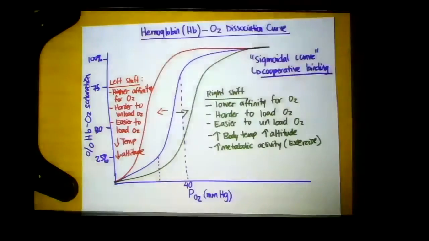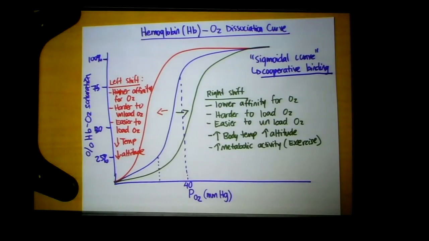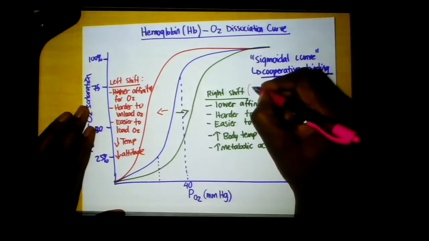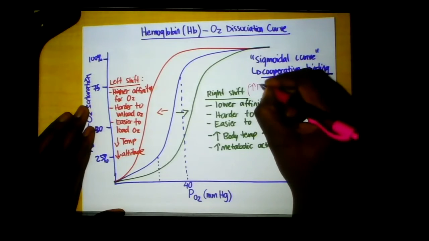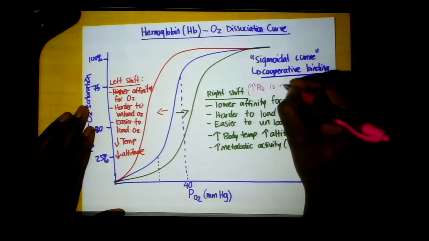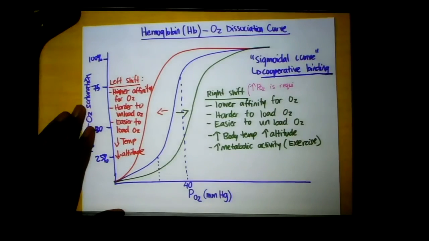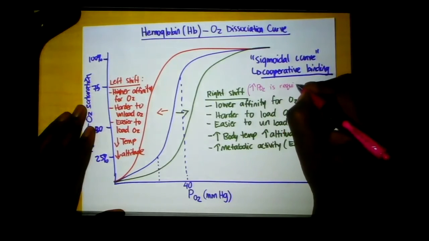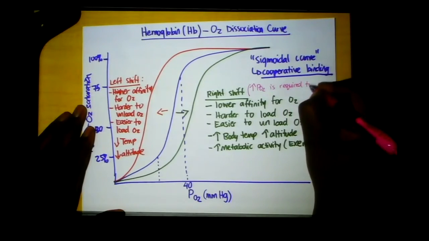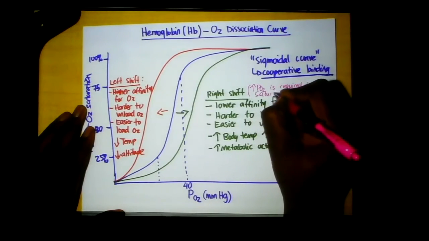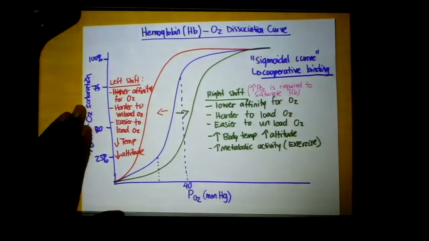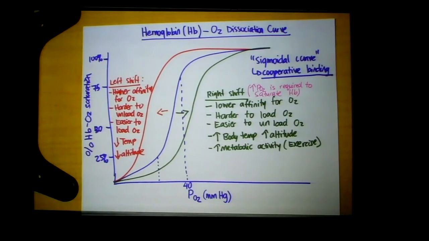And so what's really happening with this right shift is that we need a higher partial pressure. So a higher partial pressure of oxygen is required in order to fully saturate hemoglobin. Okay, so it's harder to get that oxygen to stay on hemoglobin. They don't have as much of an attraction or affiliation for each other, and that's kind of what we want in these types of scenarios.